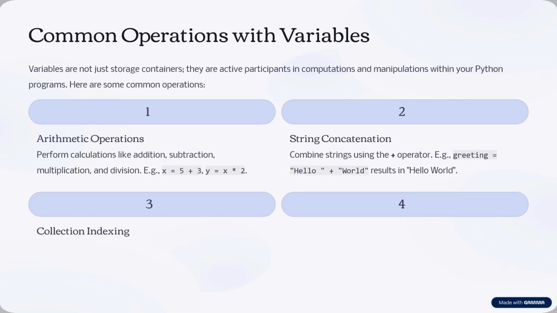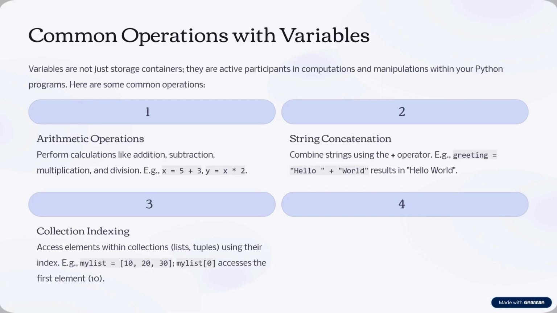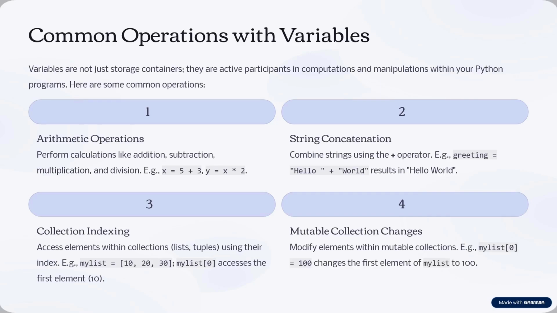And then we have collection indexing. Access elements within collections, lists, and tuples using their index. For example, my_list, which has 10, 20, and 30. If we write my_list[0], this accesses the first element, which is 10. Then we have mutable collection changes. For example, when modifying elements in the list, we write my_list[0] = 100 and it changes that 10 into 100.